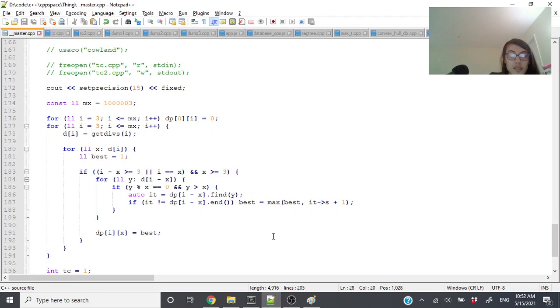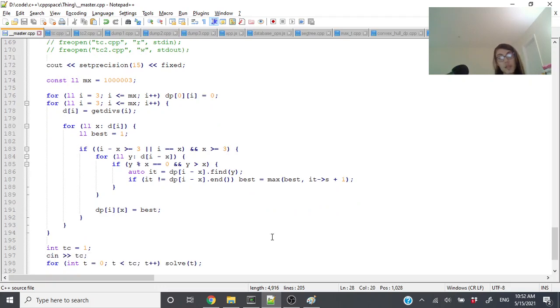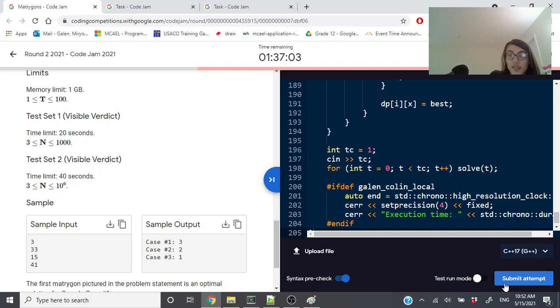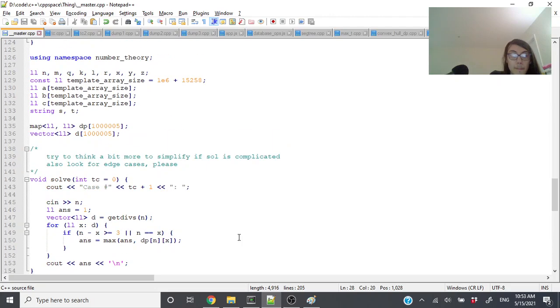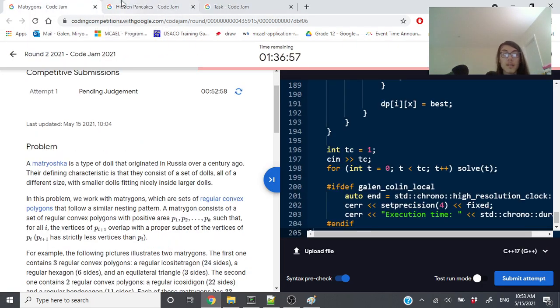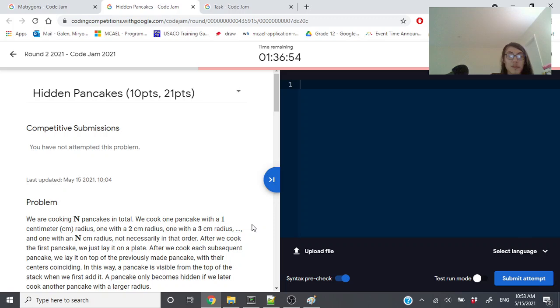And there's so much else we need to do for that. 1 x equals 0 and y is greater than x. dp dot find. I trust it. Okay, good. Hidden pancakes. They love pancakes, don't they?